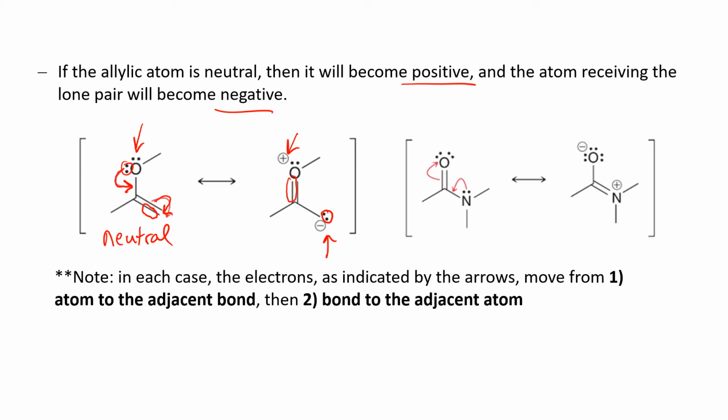So the allylic atom becomes positive, and the atom receiving the lone pair becomes negative. Let's look at another one. So our allylic atom is neutral. The lone pair goes atom to bond, bond to atom. And we can see the lone pair from the nitrogen becomes this pi bond. Nitrogen now has a positive formal charge. And our pi electrons are now deposited onto the oxygen atom, giving 3 lone pairs. So an oxygen with 3 lone pairs and 1 bond has a negative formal charge. So again, atom to bond, bond to atom. It works every time for this pattern. You have to know how to draw those arrows and identify an allylic lone pair.